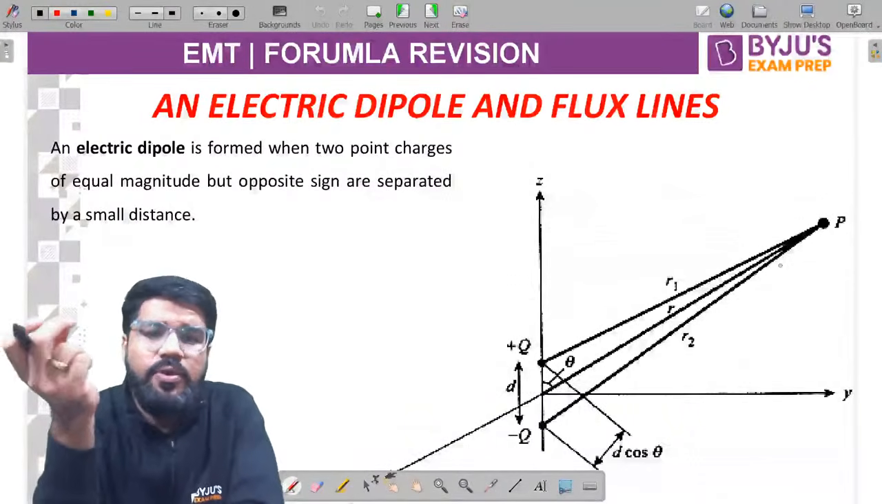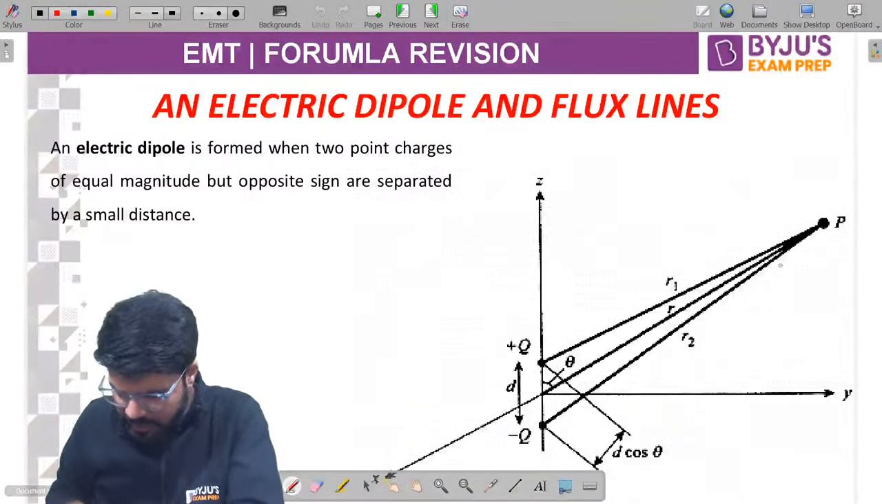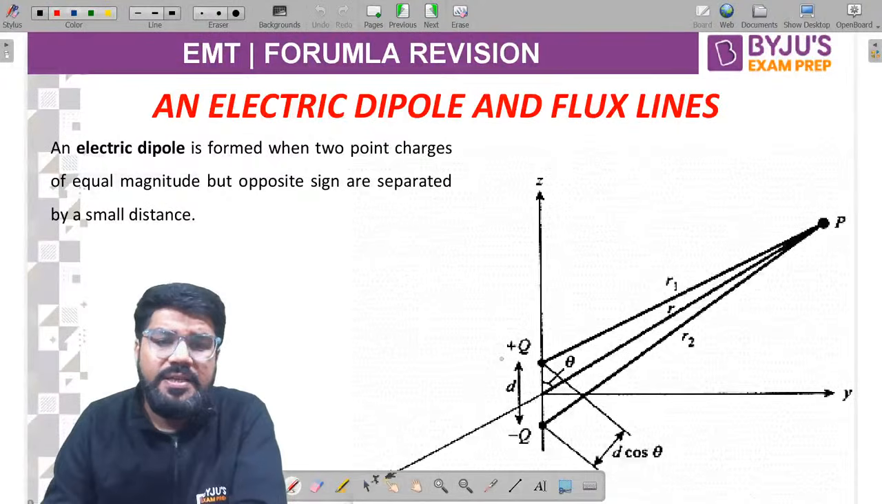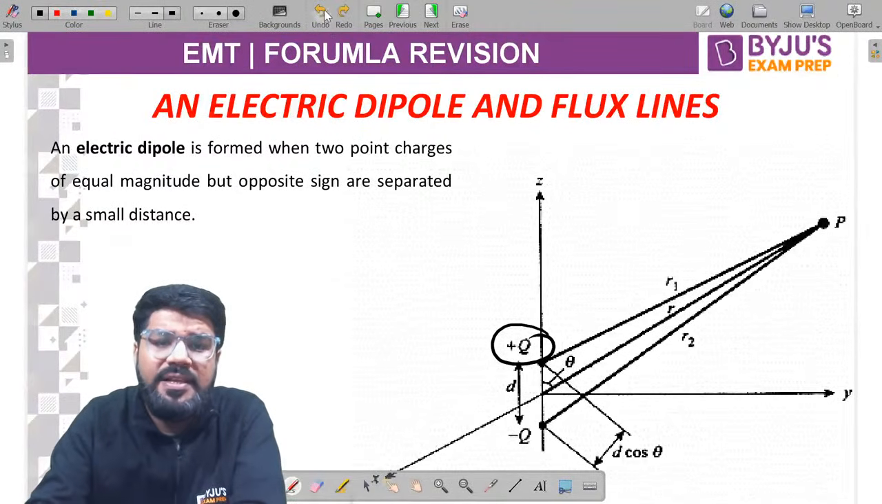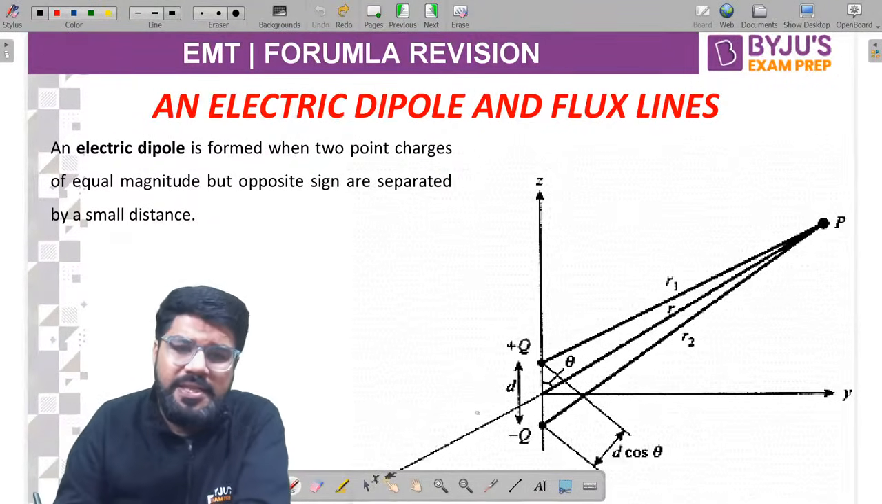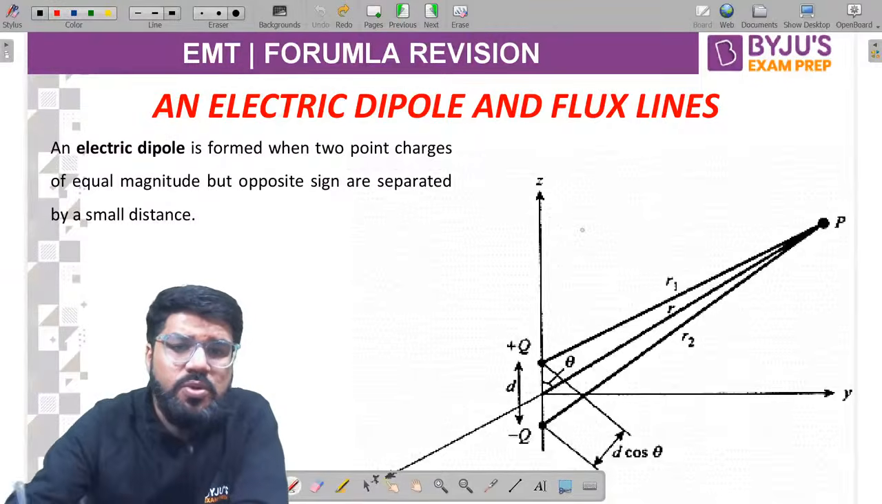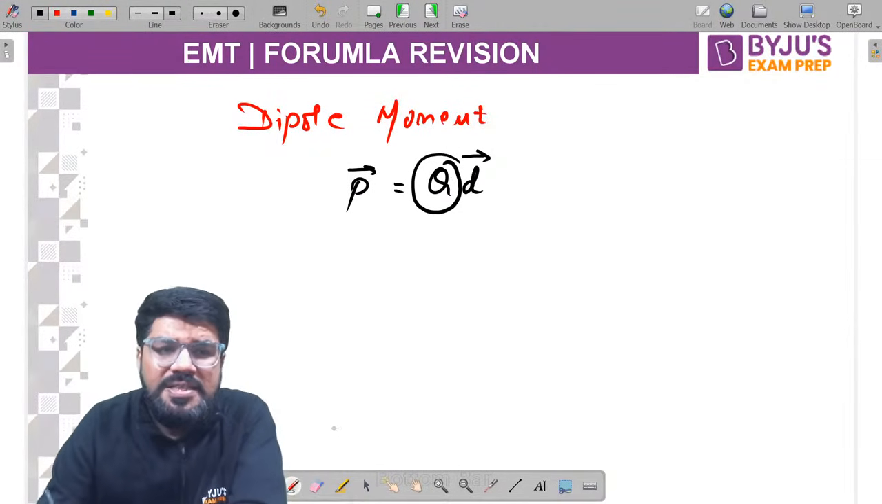So what is the electric dipole? An electric dipole is formed when you take 2 point charges of equal magnitude, Q and minus Q, of opposite sign, and they are separated by a very small distance d. So d is the distance between the charges. What is Q? Q is the magnitude of the charge.